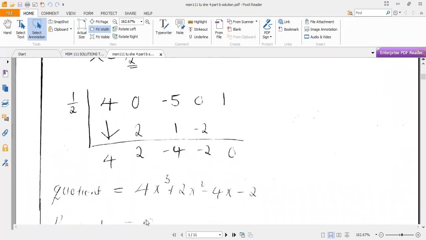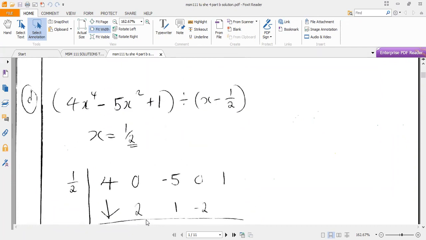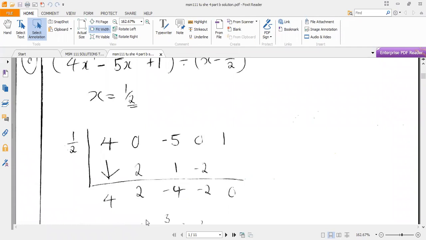Okay. For this part, it's synthetic division. I will skip it. If you have challenges, I'll send the solutions. Don't worry. I'll skip this part because it's the same concept.